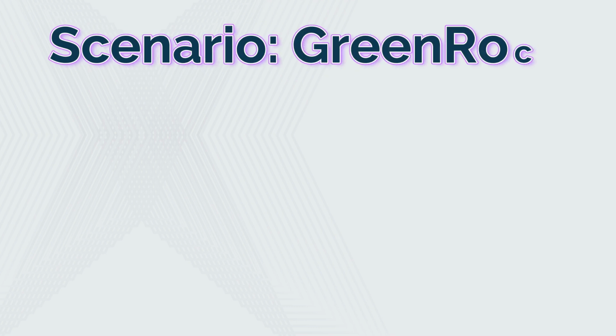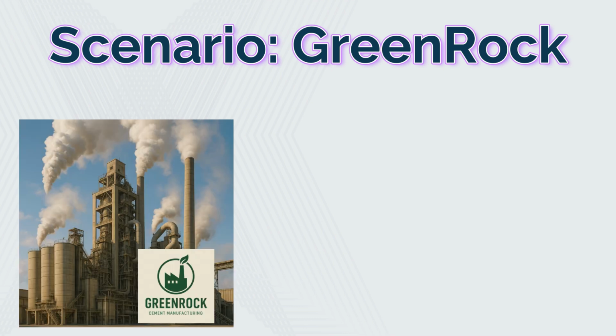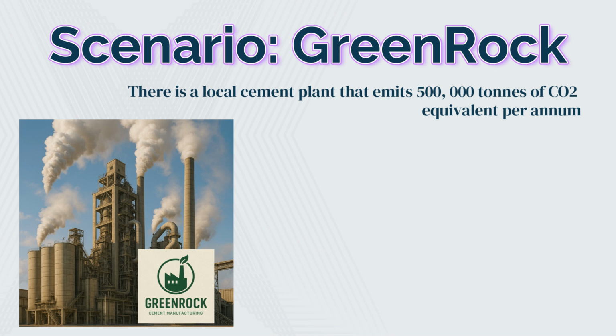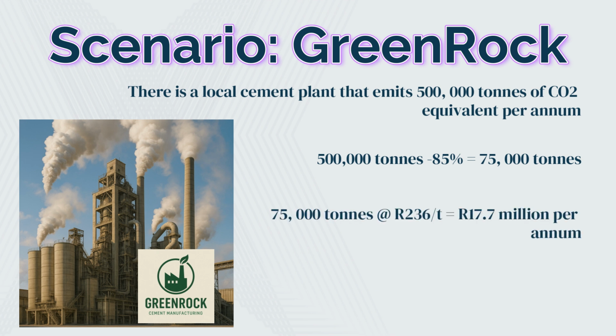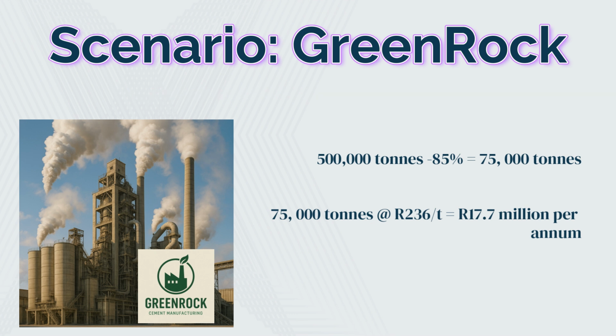The best way to understand this is always to just look at a scenario. So we're going to use the scenario of a cement factory, which is called Green Rock, and we say there's a local cement plant that emits 500,000 tons of CO2 equivalent per annum. The 500,000 tons minus an 85% tax-free allowance at the moment means that 75,000 tons is actually taxed. 75,000 tons at 236 Rand per ton equals 17.7 million Rand.